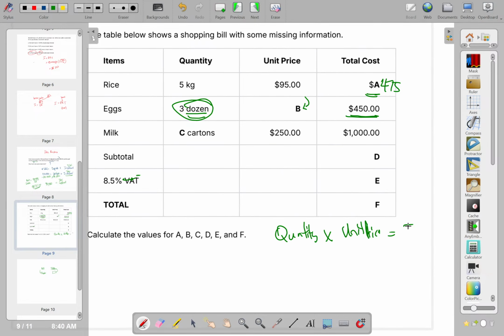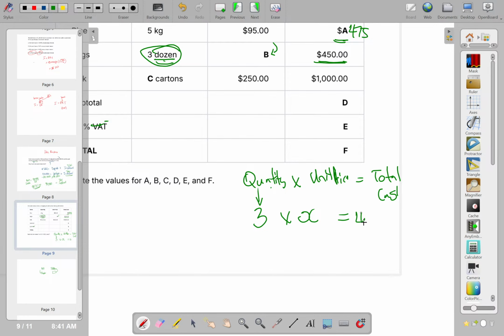I want to make sure you guys are understanding what you're doing. Here, quantity times unit price will give you your total cost. If you are given the quantity, 3, replace it there. You don't know the unit price, so I'm going to call it X, but you know the total cost is 450. We create an equation once again: 3x equals 450.